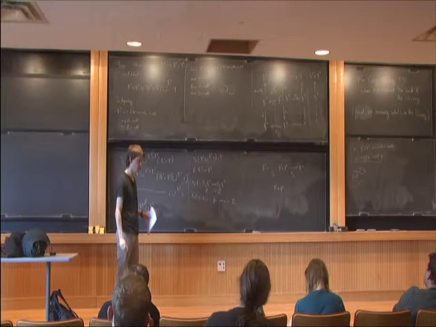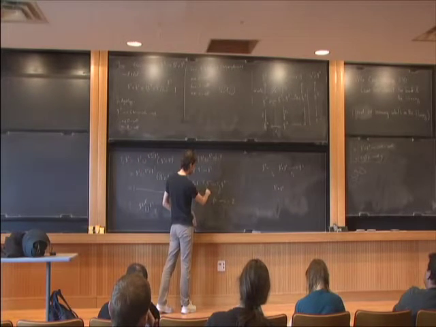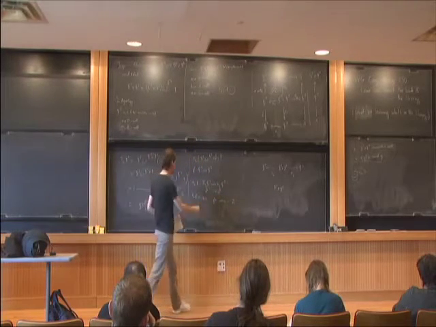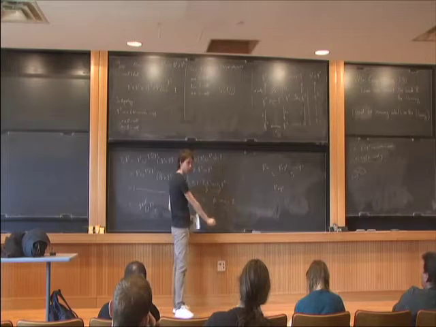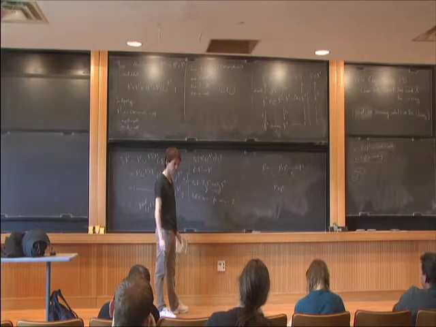If you have any map from S3 to S2, take the pi3, you get a map from Z to Z, which is a morphism of groups. And you look at the image of 1, you get some n. And this map is just multiplication by n.